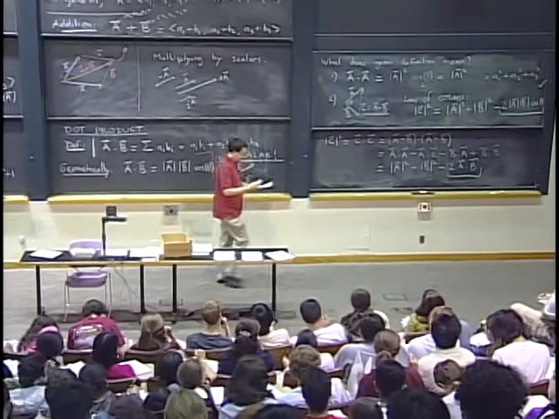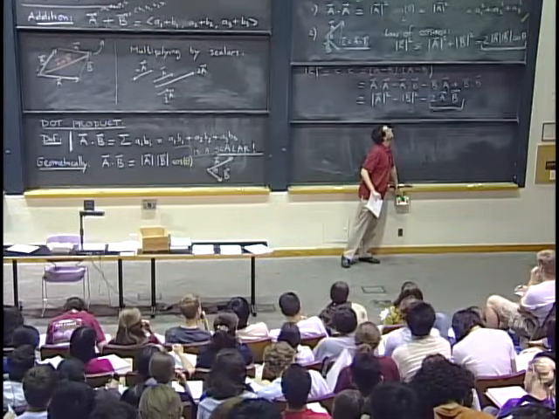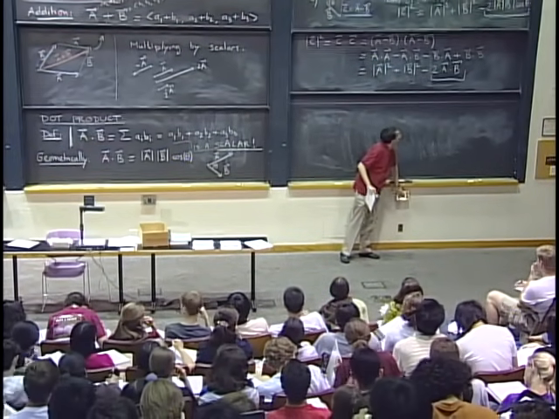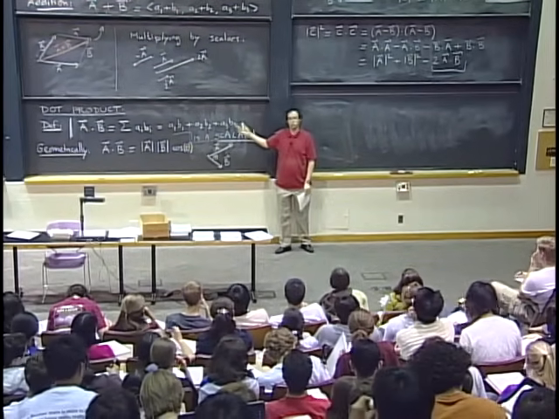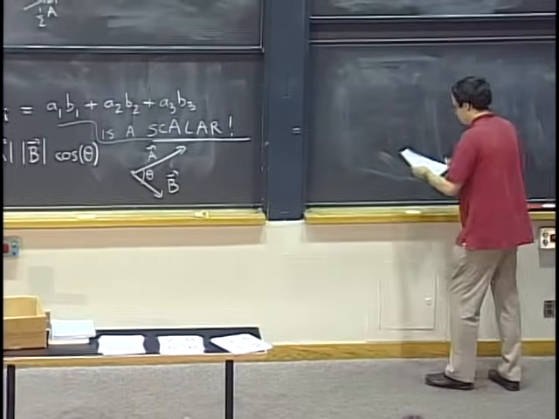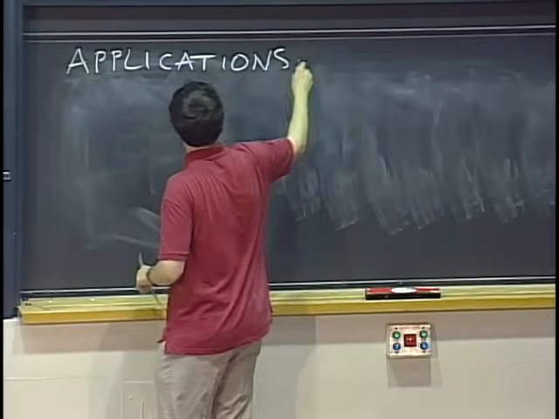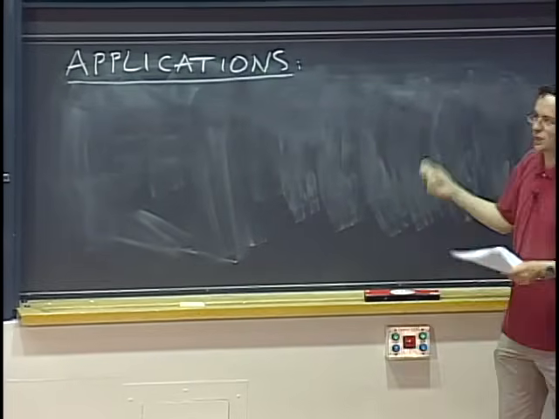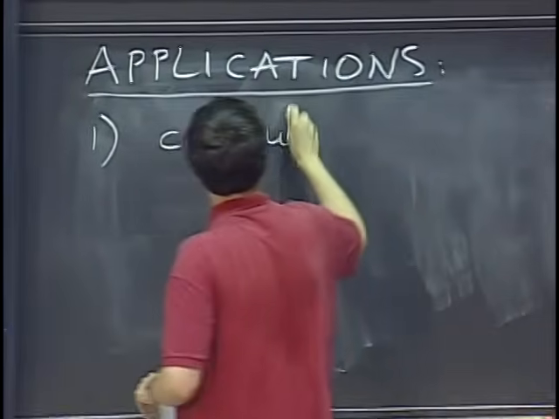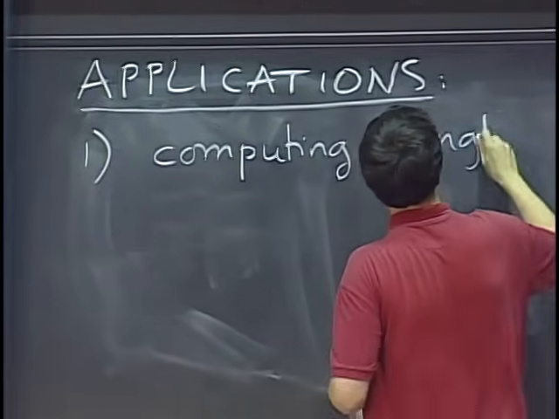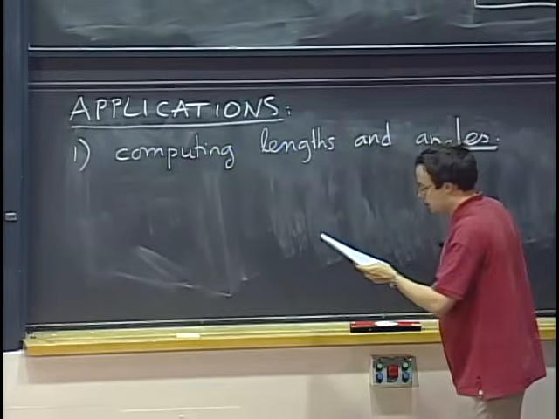Okay, let's keep going. Okay, so what is this good for? Now that we have a definition, we should figure out what we can do with it. So what are the applications of dot product? Well, we'll discover new applications of dot product throughout the entire semester, but let me tell you at least about those that are readily visible. So one is to compute lengths and angles, especially angles. So let's do an example.